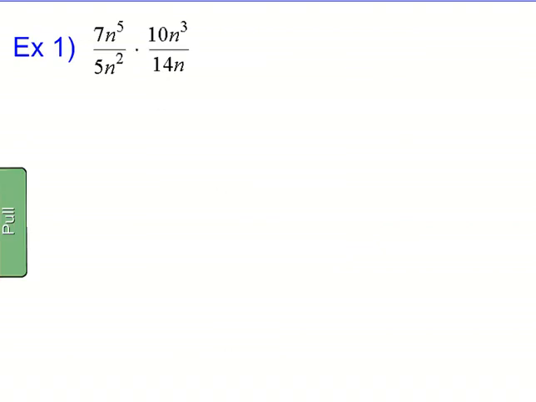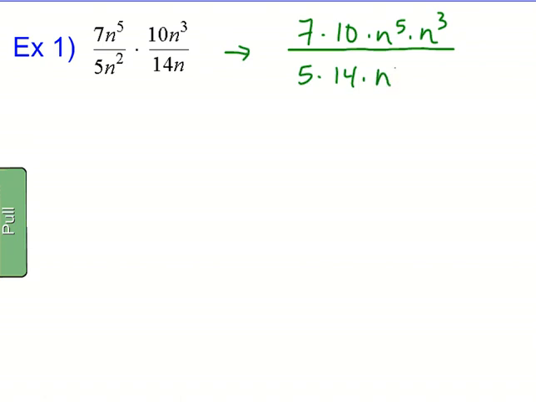Here we have 7n to the 5th divided by 5n squared times 10n to the 3rd divided by 14n. And let's take a moment and regroup everything. Let's put in the numerator to the left the constants, or the numbers, and then after that we're going to put the variables. And the same thing down here, 5, 14 in the denominator, n squared and n. Now let's do some canceling, because now things aren't so far apart. We've kind of got them grouped.